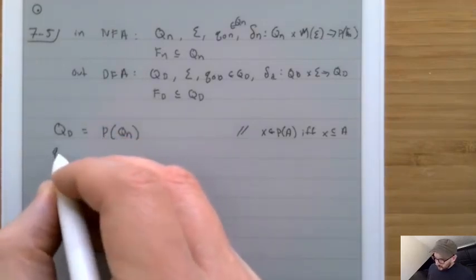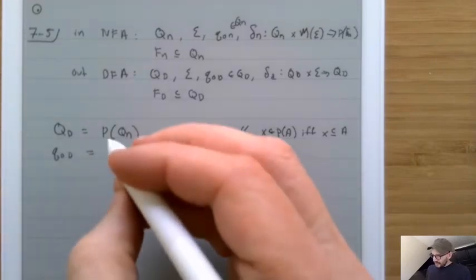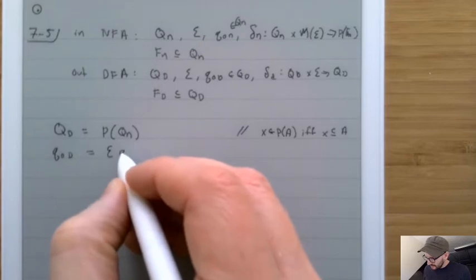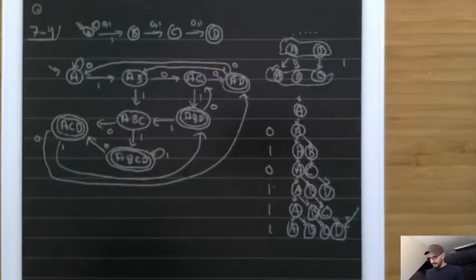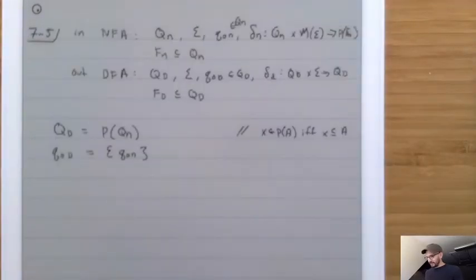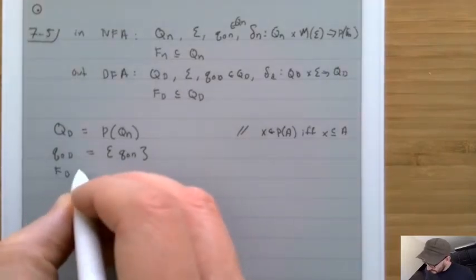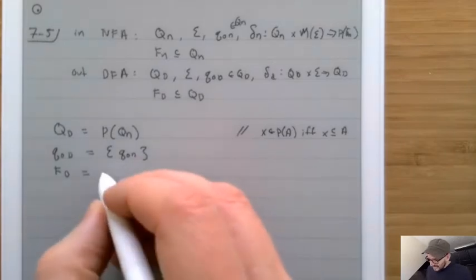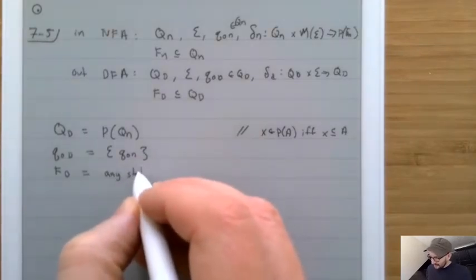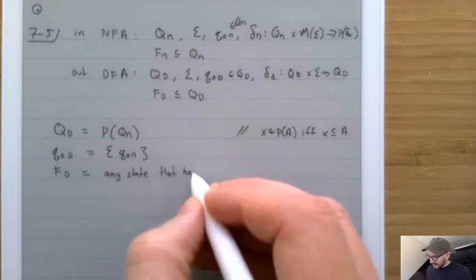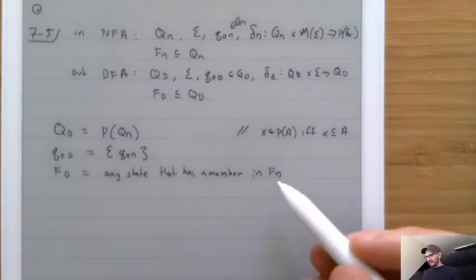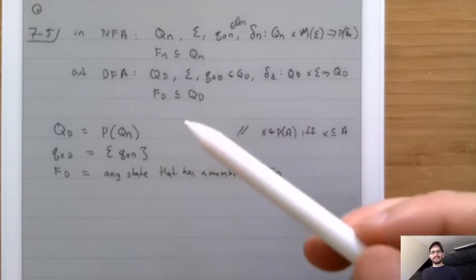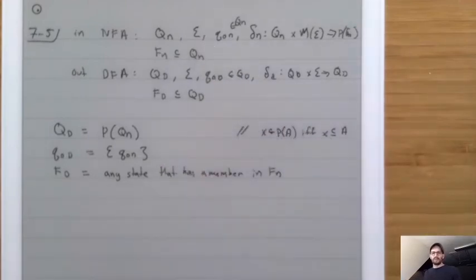And what would Q0d be? Q0d would be just the set containing Q0n, because we start off in that set. Because we start off in A. All right, this is great. What would Fd be? Fd would be any state that has a member in Fn. So Fn is the set of states that are accepting in the NFA, and so any state that has at least one of those in there would be fine. Now, there's kind of a weird math way to write this, so forgive me for writing a bunch of weird math.